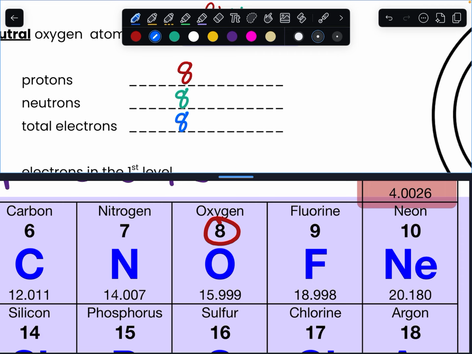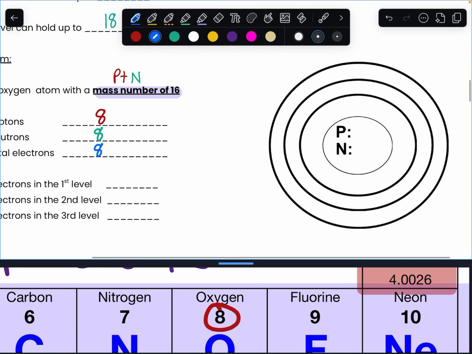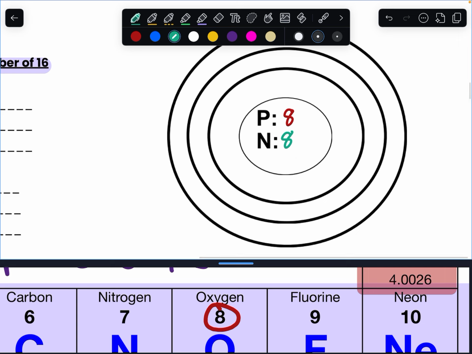Finally, since this is neutral, the number of electrons and protons are the same, so all our numbers are just going to happen to be 8 here. That's a special case. That doesn't always happen, but it does happen in this example. So I'm going to go to my Bohr model and draw in my 8 for my neutrons and my 8 for my protons.